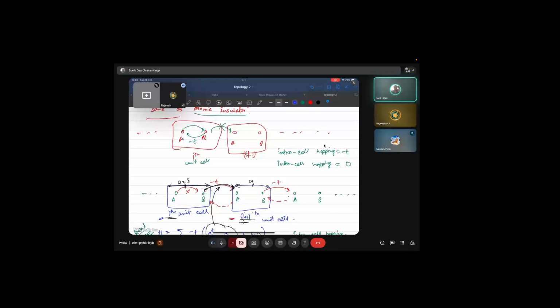There will be a visible difference only when we consider both the limits. Here we took the extreme limit that either intra-unit cell hopping is zero or inter-unit cell hopping is zero. There is nothing in between, right? It will be different when both the hoppings are there, but they can be of different magnitude, and that's the more realistic scenario.